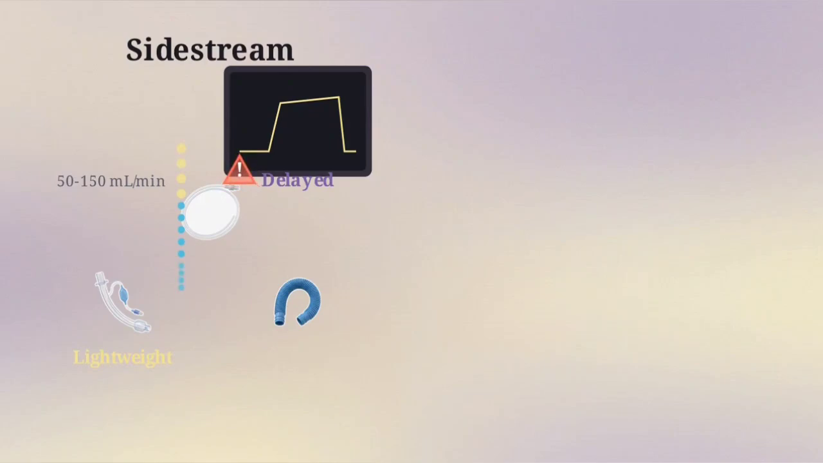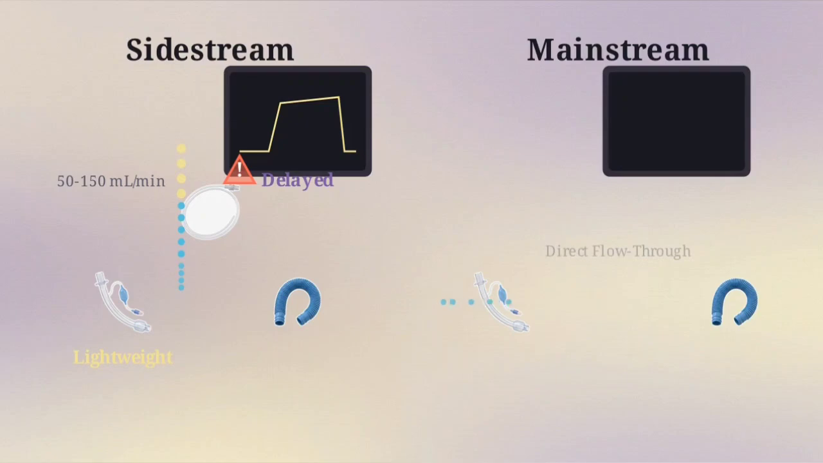The alternative is the mainstream or direct flow-through technique. In this setup, no sampling is required. The total volume of inspired and expired gas passes directly through a sensing device located right at the endotracheal tube. Because the sensor sits directly in the humid airflow, its measuring chamber is warmed to 40 degrees Celsius to prevent water vapor from condensing on the sensor window. This heating element carries a known risk of causing thermal burns to the patient.